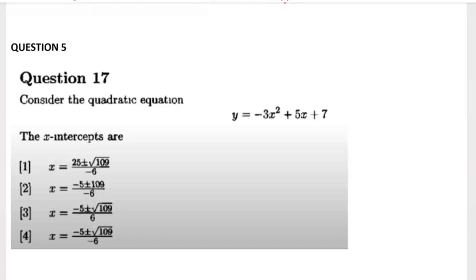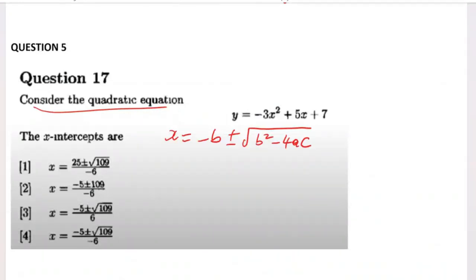Okay? So here's another one. Consider a quadratic equation, which is this one. The x-intercepts are, okay? So we need to find the x-intercepts. Remember, what is the formula for x-intercepts? We've got x is equal to minus b plus or minus the square root of b squared minus 4ac, divided by 2a. Okay? That is the formula for our x-intercept. So here you know that your a is equal to -3, your b is equal to 5, and your c is equal to 7.